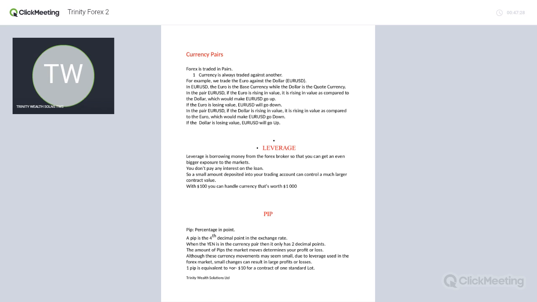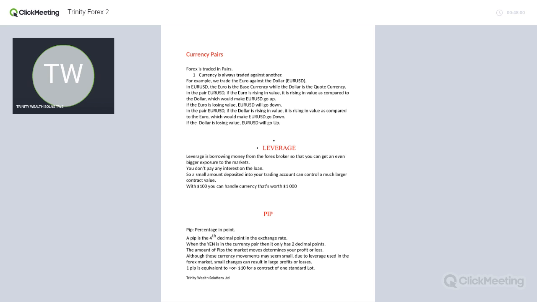Then we talk about pips. I think pip was very clear yesterday. We discussed it further, and we said that a pip is the 4th decimal point in the exchange rate. And we had an example of this, USD CAD. If the price is 1.2000 and it moves from 1.2000 to 1.2001, it means it has moved by 1 pip. That movement in the 4th decimal point is what we call a pip.